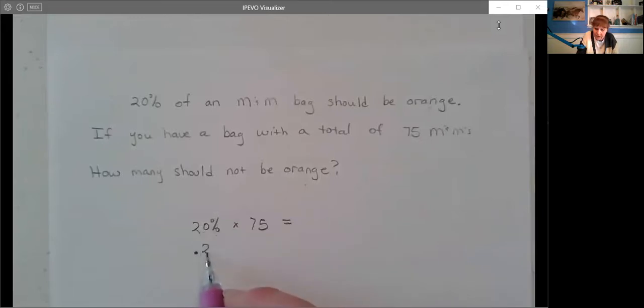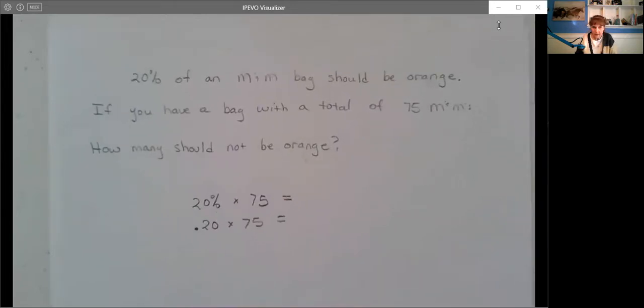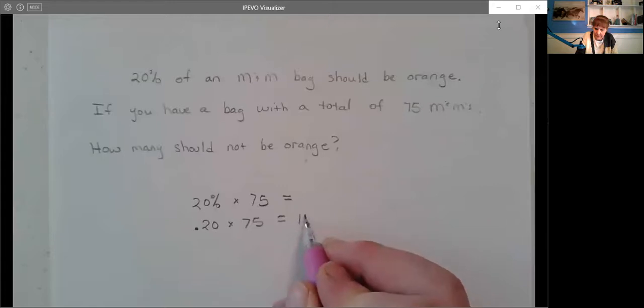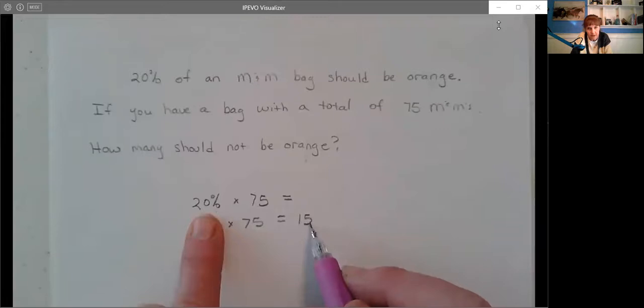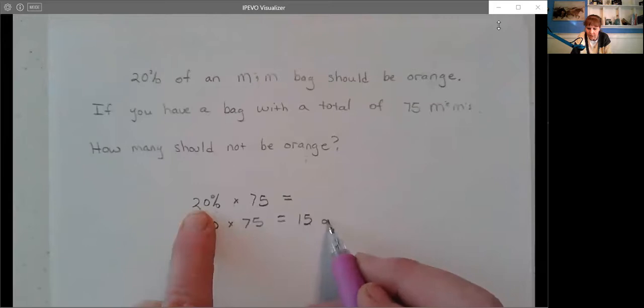This is 0.20 because we moved the decimal over twice before we can multiply in our equations. So then you take 0.2 times 75 and you get 15. Now, this was the percent orange. So this is the number of orange. The percent and this go together. So this is how many orange.